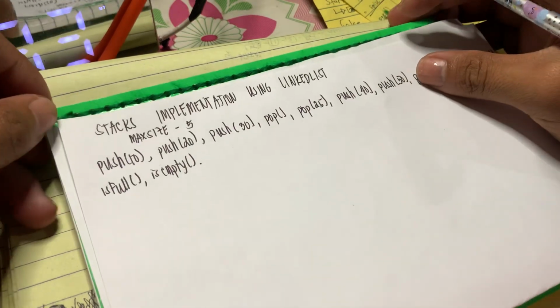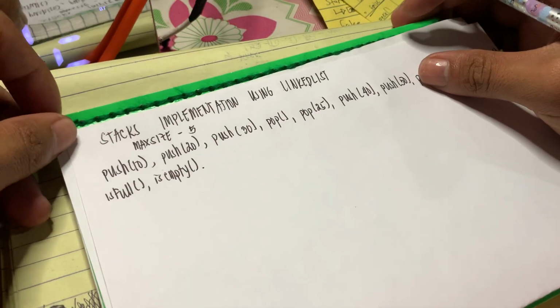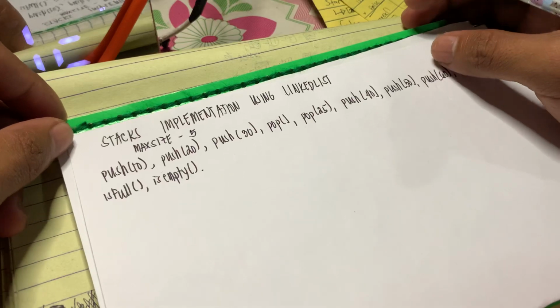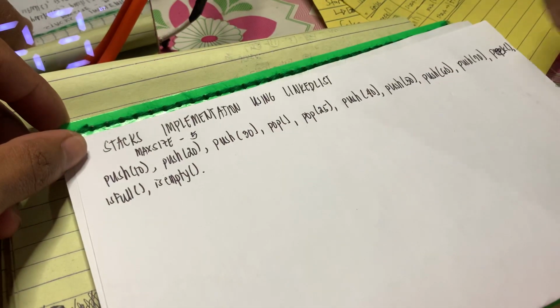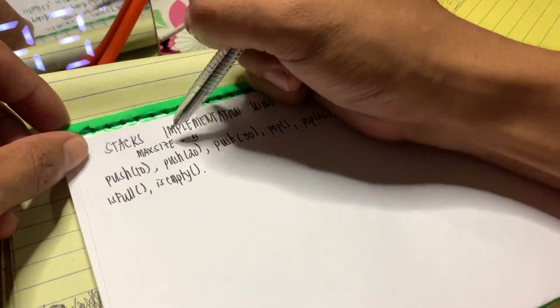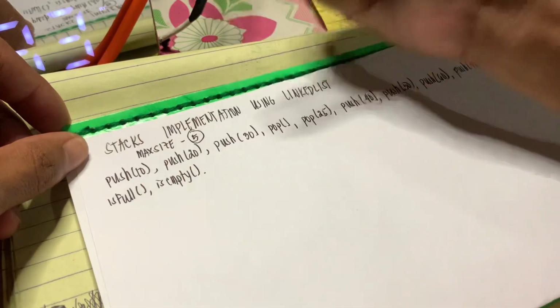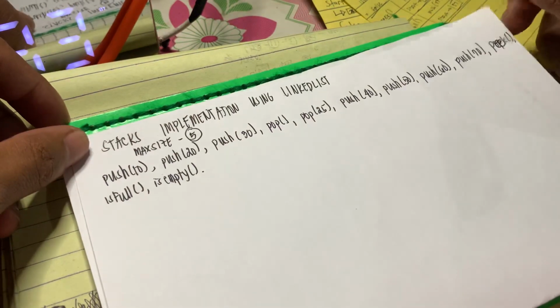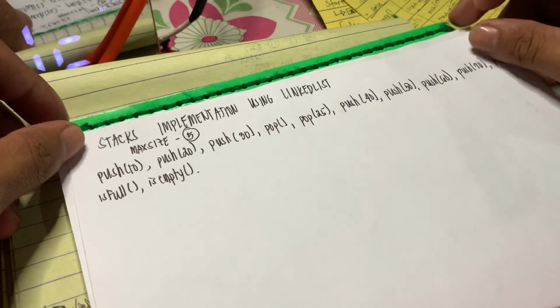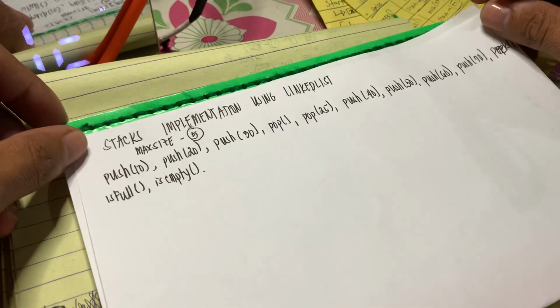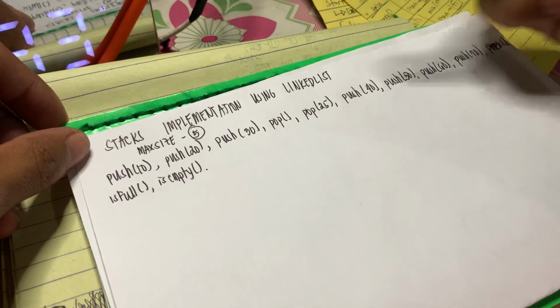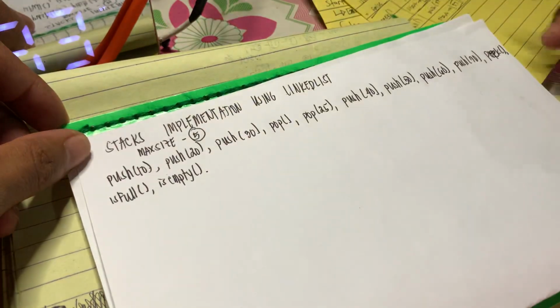Alright, this is a quick tutorial for stacks implementation using the LinkedList class. Say for example, we have a maximum size of 5 elements or values in our linked list, or our stacks. So say for example, we push 10 here.